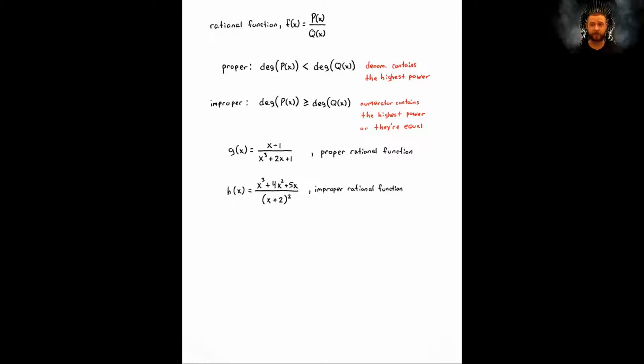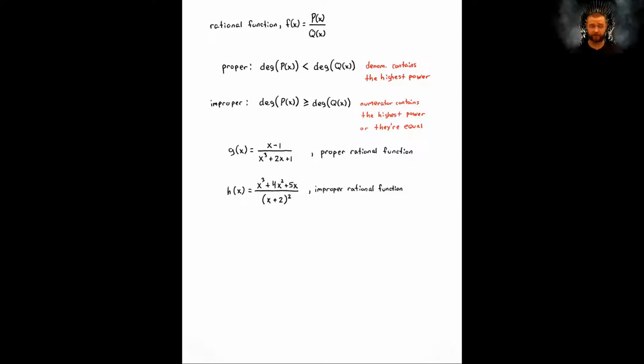An improper rational function, just like an improper fraction, for instance, 5/4, where the numerator is bigger than the denominator. An improper rational function is one where the degree of the numerator is greater than or equal to the degree of the denominator. Degrees just talk about the highest power, the degree of the polynomials. Proper rational function, the denominator has the highest power. An improper rational function, the numerator contains the highest power, or the powers within the numerator and denominator, the degrees, are equal.